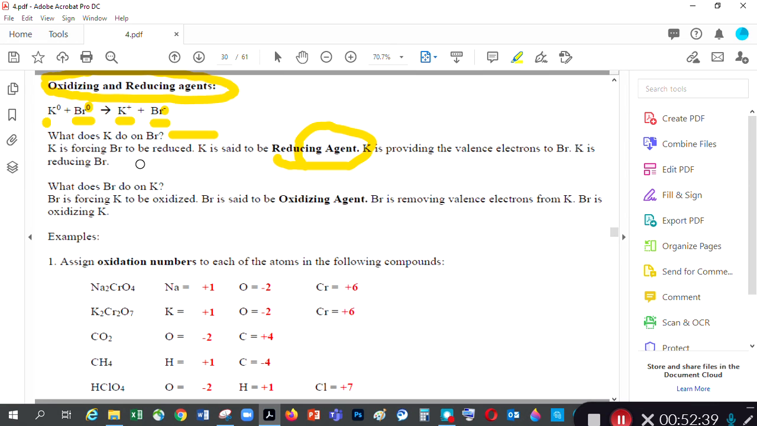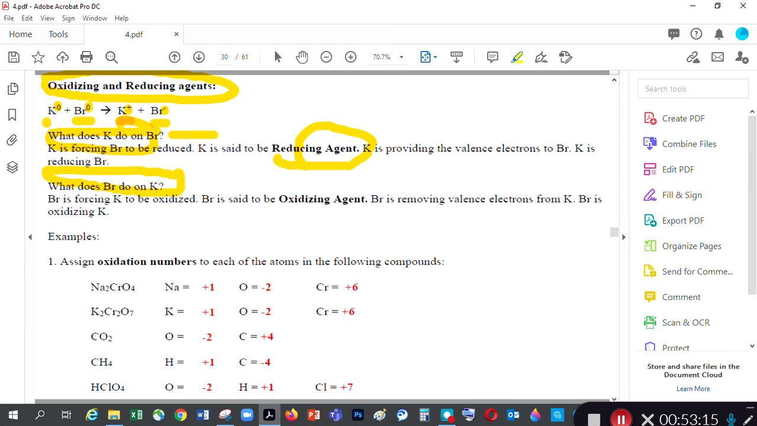Now ask another question. Ask yourself, what does the bromine do to potassium? Well, bromine is forcing potassium from 0 to +1, forcing it to increase its oxidation number. So that's an oxidizing agent, because potassium is being oxidized, correct? Bromine is removing valence electrons from potassium. So bromine is an oxidizing agent.